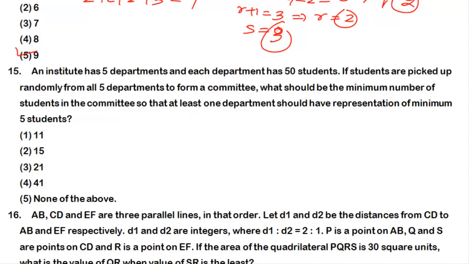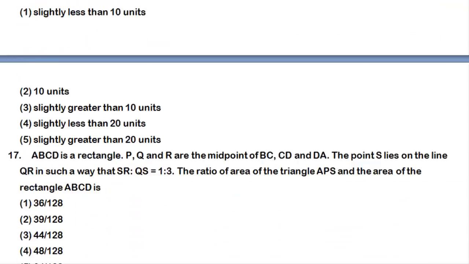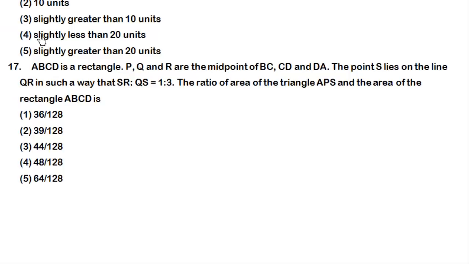Again, I'm just skipping question number 15, 16. They are lengthy questions. I need some time. Now I'll just stop at question number 17. It's a two-liner question. Now it says that ABCD is a rectangle. P, Q, R are the midpoints of BC, CD and DA. The point S lies on the line QR. So we need to draw this, right?